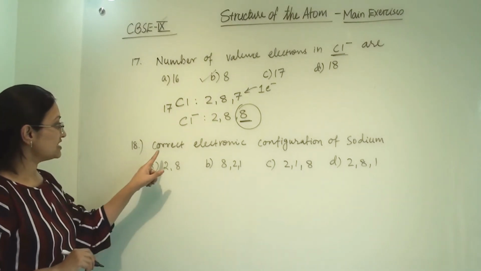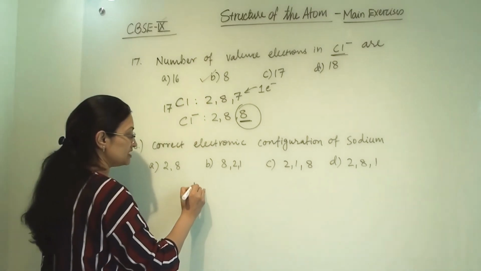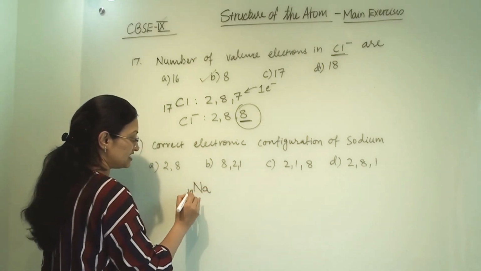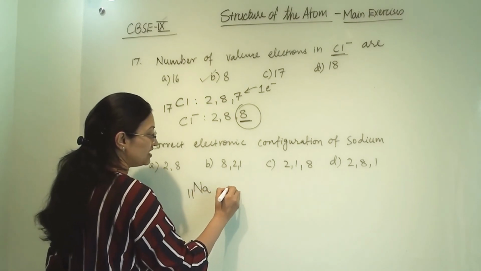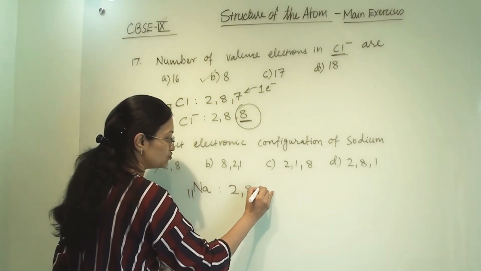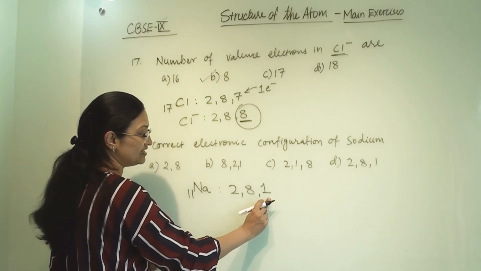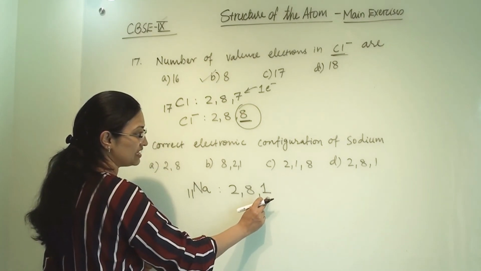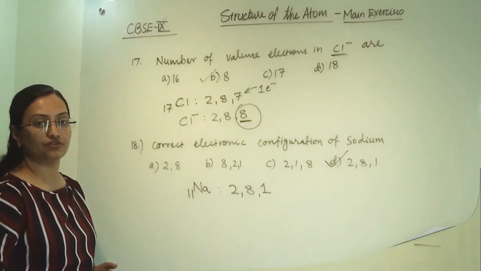Now next is the correct electronic configuration of sodium. So sodium's atomic number is 11. So its electronic configuration is 2, 8, 1. In the K shell it is 2, then 8, and the last outermost shell has 1 electron. So this is the correct electronic configuration.